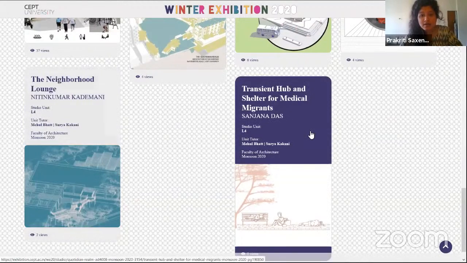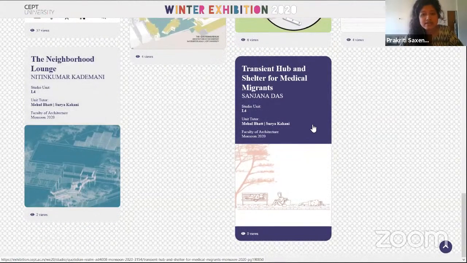The last project on the screen is a transient hub and shelter for medical migrants. This was also in Bangalore, done by Sanjana. Sanjana basically noticed that there is a hospital which is catering to a large section of medical migrants from the neighboring states, but these migrants don't have any place to live. So she found a building which is currently not in use and has done small interventions on that building into a temporary shelter for all the medical migrants visiting the hospital nearby. That's about it, an overall view of all the 10 projects.